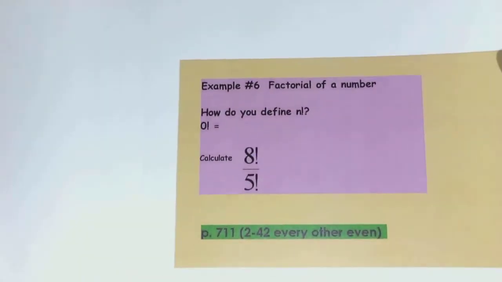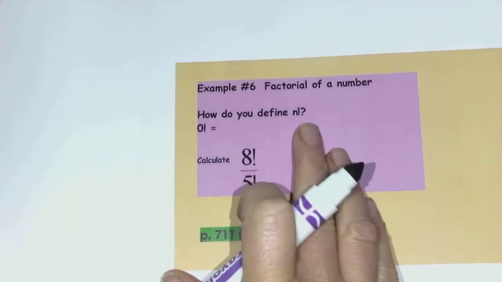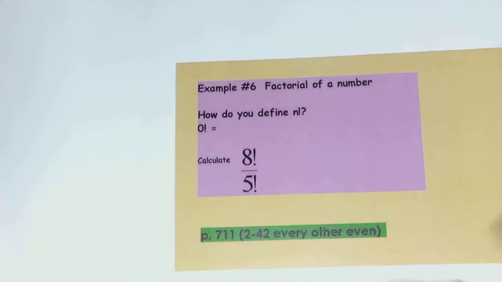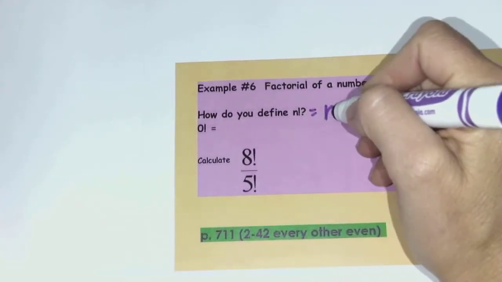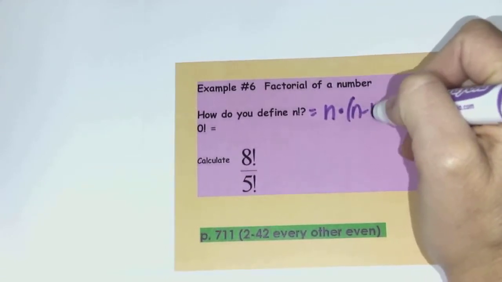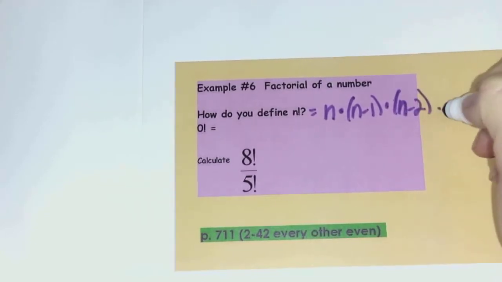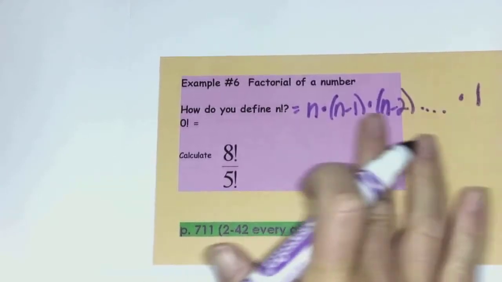Next thing I want to show you is factorial of a number. How do you define n factorial? Well, that's not screaming at you. Let me tell you when you see that exclamation point. N factorial means you'll multiply the number, whatever it is, by every number below it all the way down to 1. That's a fancy way of writing it out.